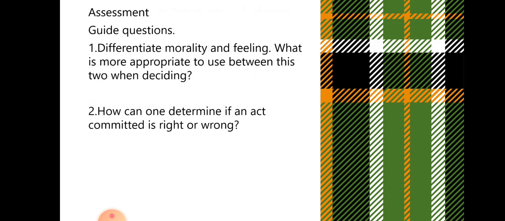So, let's summarize our discussion. Differentiate morality and feeling. What is more appropriate to use between these two when deciding? Morality is all about correct judgment and correct action, and feeling is one person's emotion about a particular situation. When deciding, you have to use your moral judgment, because you're using your reason and your common sense. Unlike when you only use your feeling, you only decide based on how you feel in that particular situation.